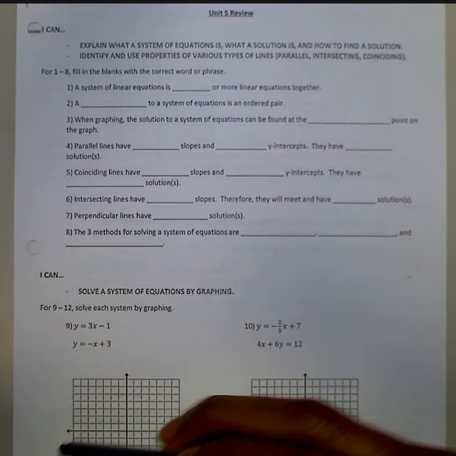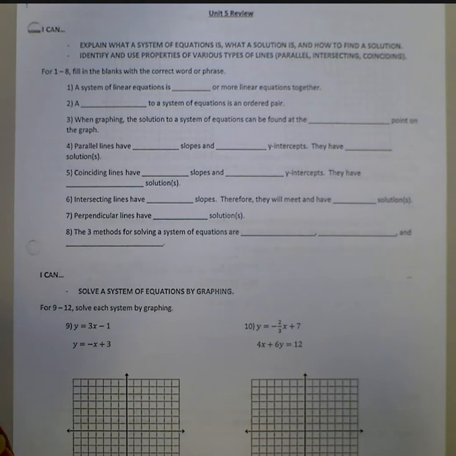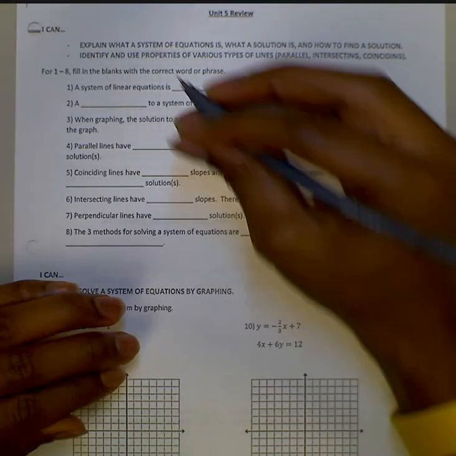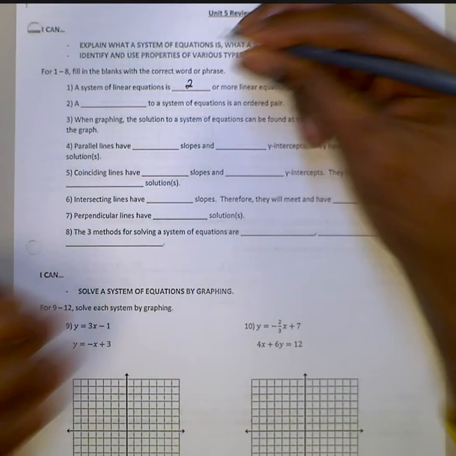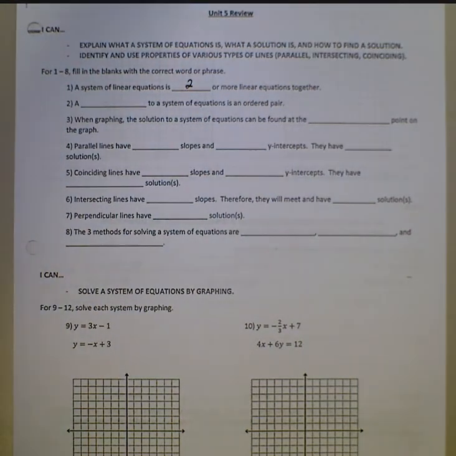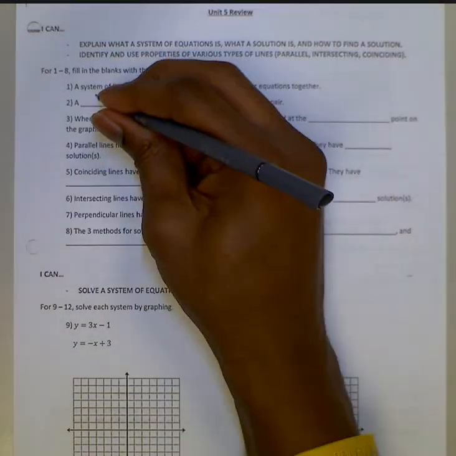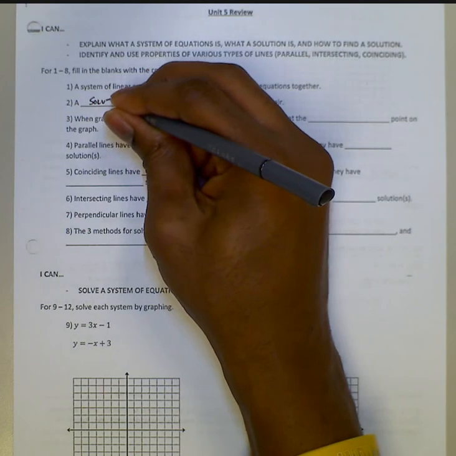Today we're going to look at the Unit 5 review and help prepare for our systems of equations and inequalities test. Alright, so starting off with just some vocab that we should be aware of. A system of linear equations is two or more linear equations together. A solution to a system of equations is going to be an ordered pair.